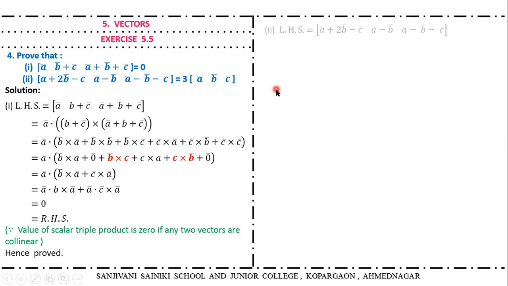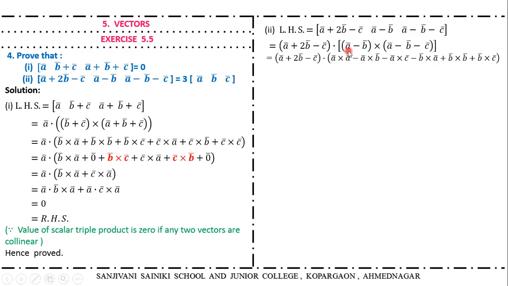The second problem is: take the scalar triple product of A bar plus 2B bar minus C bar, A bar minus B bar, A bar minus B bar minus C bar. Keep the first vector as it is, dot the cross product of the two vectors, A bar minus B bar cross A bar minus B bar minus C bar. Now A bar cross A bar minus A bar cross B bar minus A bar cross C bar minus B bar cross A bar plus B bar cross B bar plus B bar cross C bar.